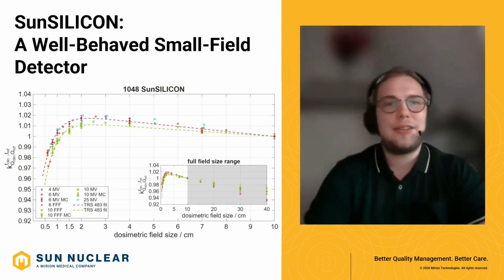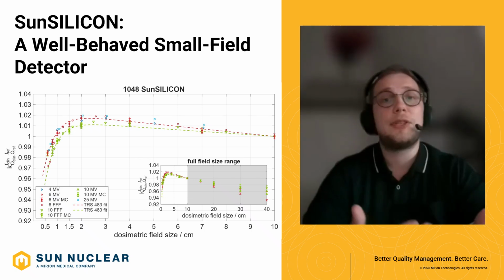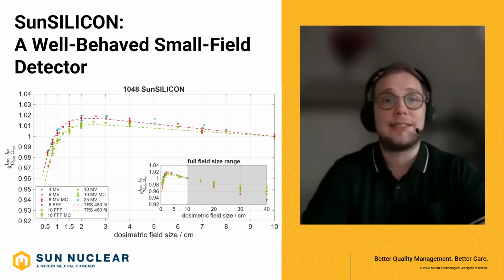Okay, so let us look at the results and let us start here with our SunSILICON. Figure 3 here overlays measurement and simulation across field size for 6 and 10 MV with and without flattening filter. And as a reminder, dosimetry protocols state that the detector is only usable for output factor measurements as long as its correction factor stays within 5%, so from 0.95 to 1.05.